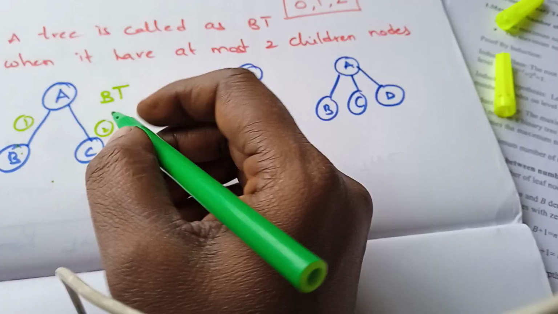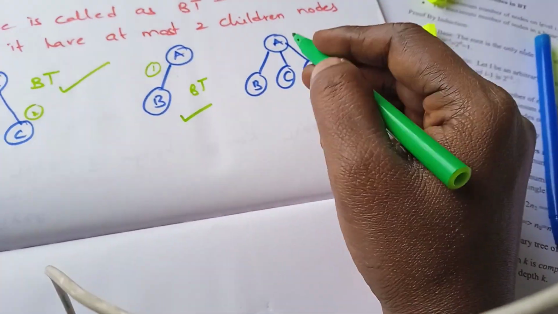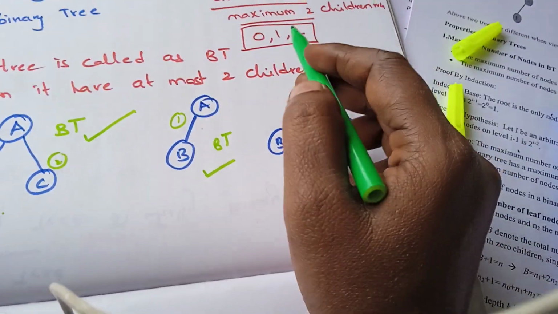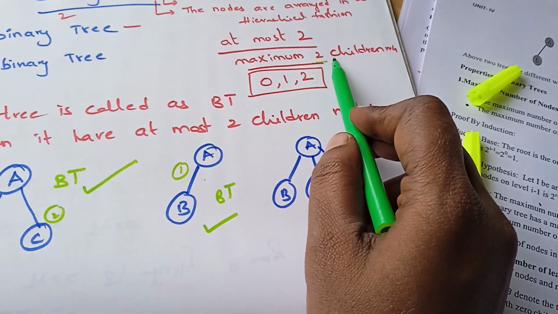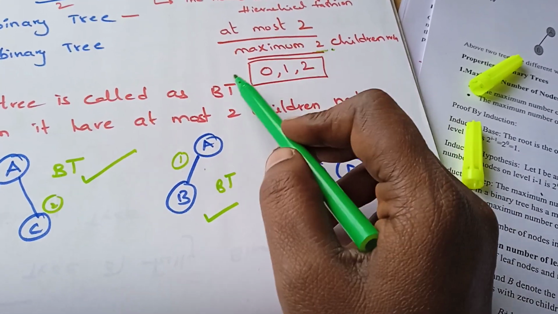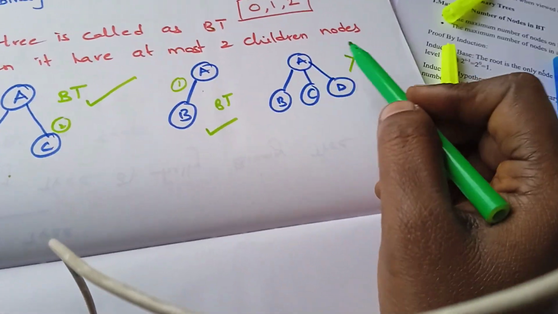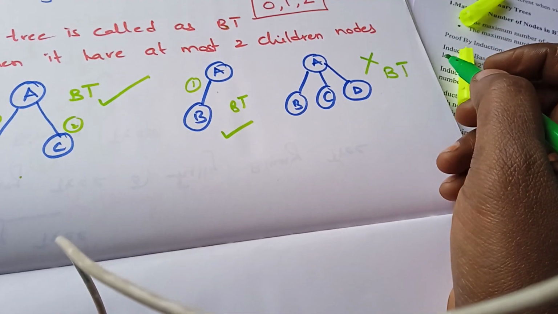Now look at this. A is my node which is having three children. The maximum is only two children. If a tree is said to be a binary tree, it should maintain a maximum of two children. As it is having three children, it is not a binary tree.